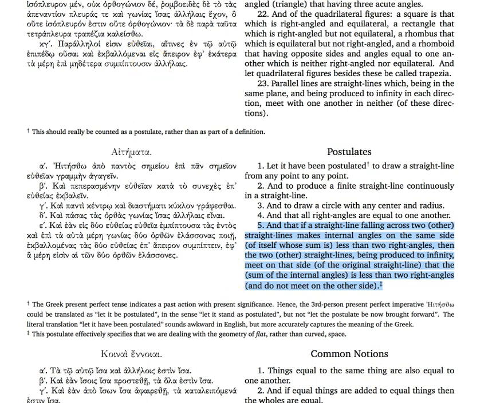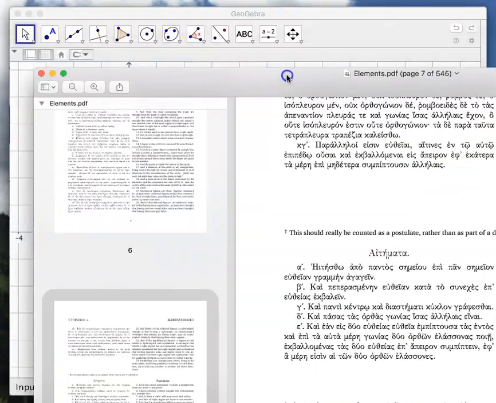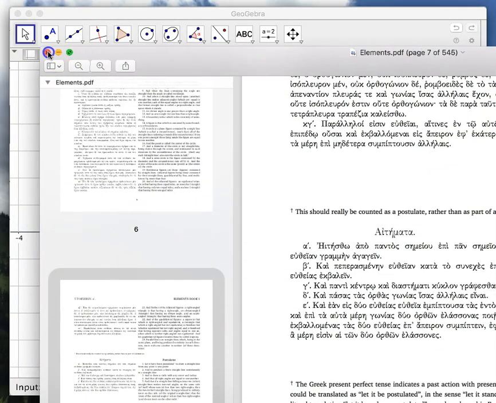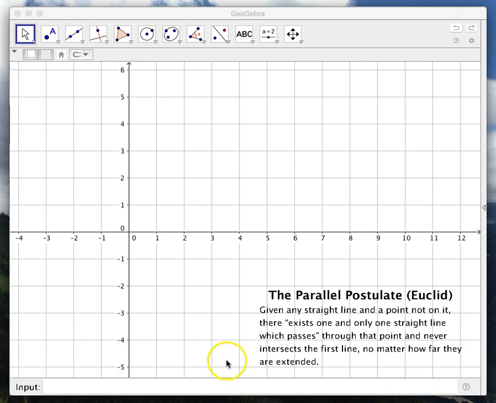Luckily, we have people who have been able to translate it into modern language, and I have that modern language right here. Given any straight line and a point not on it, there exists one and only one straight line which passes through that point and never intersects the first line, no matter how far they are extended. Okay, that is getting at something that's a little bit easier to understand.